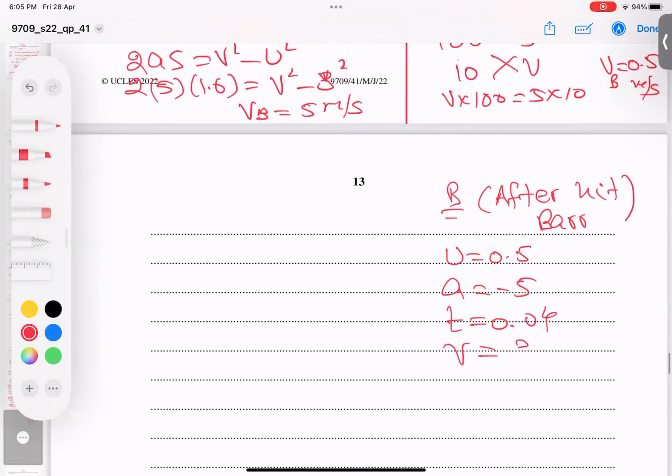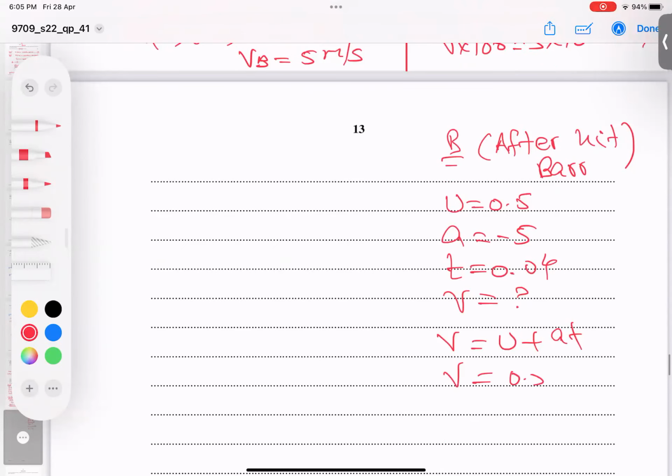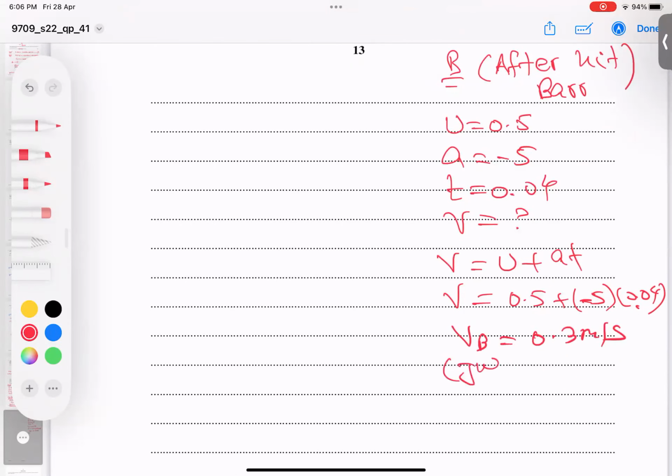And I want to find the final velocity. So V equals U plus AT, and V is my target. U is 0.5, acceleration is -5, and time is 0.04. So 0.5 minus 5 times 0.04, and my answer is coming 0.3. So the velocity of the B particle is 0.3 meters per second just before the second hit with the A particle. So this is clear.